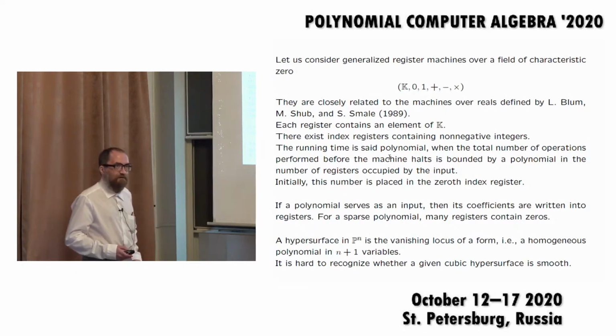Then I shall speak about the computation complexity. I shall use generalized register machines over a field of characteristic zero. In fact, it is usual to use the field of rational numbers, but in the general case, I can consider any field of characteristic zero.